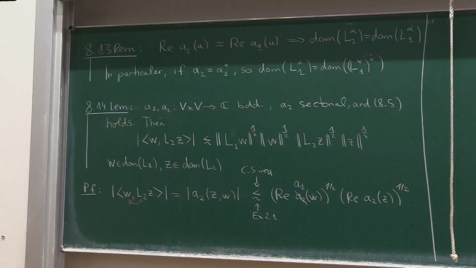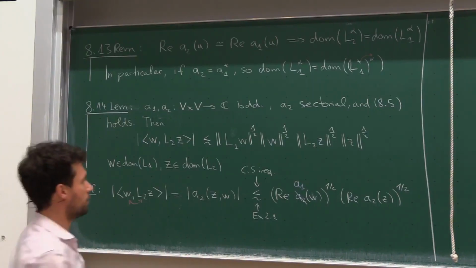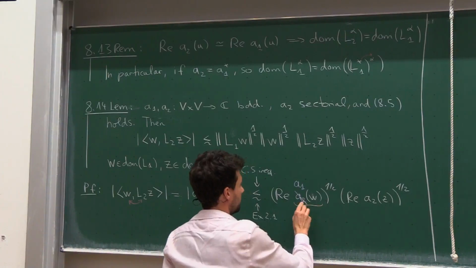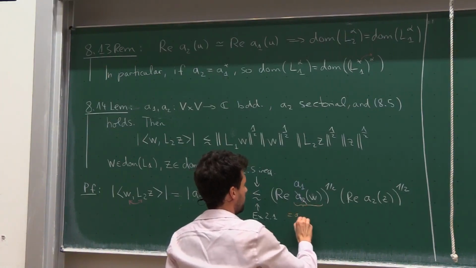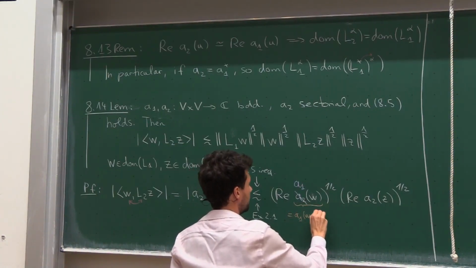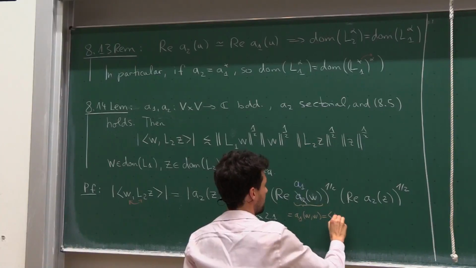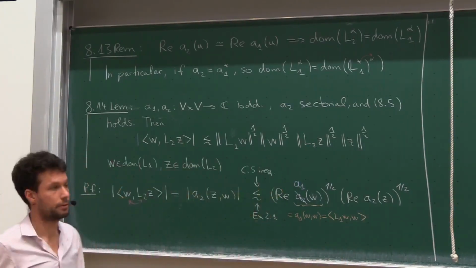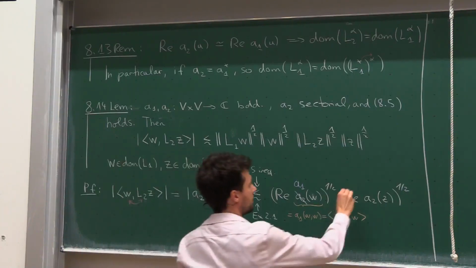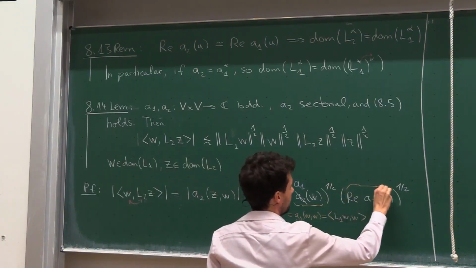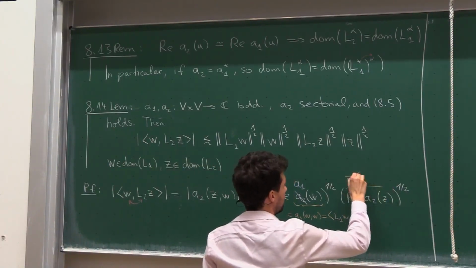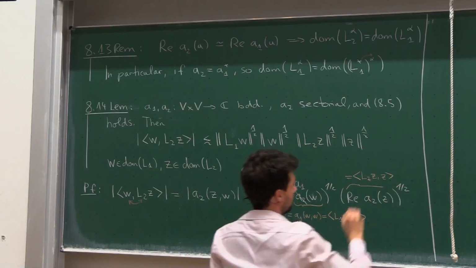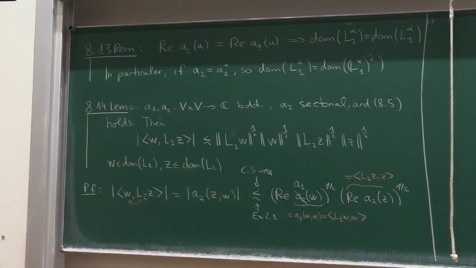That's all of the magic, because now, what is this, for example? This term, A1 of W. Well, this is A1 of W with itself, so this is L1 of W against W. And in the same way, this thing here, this is L2 of Z against Z. Okay?